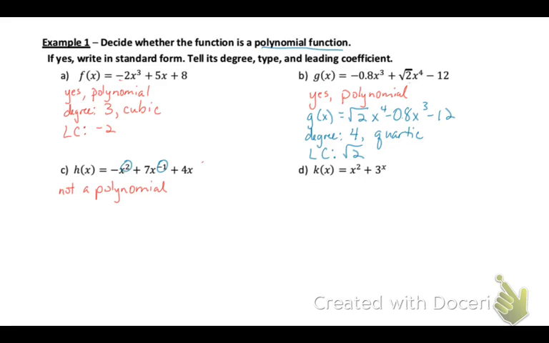Now, D, let's do the same thing. Let's examine those exponents. The exponent of x, that's a legitimate thing to do, but it's not a polynomial because it's not a whole number.